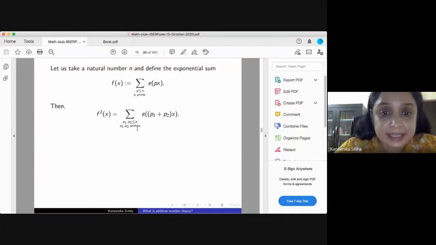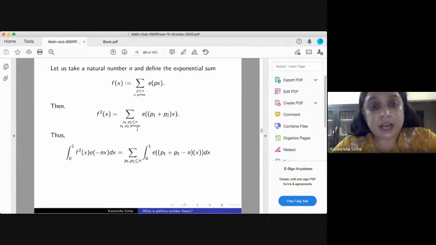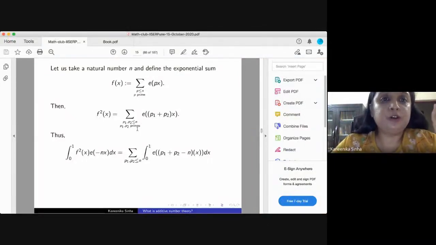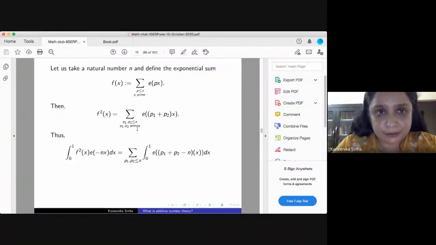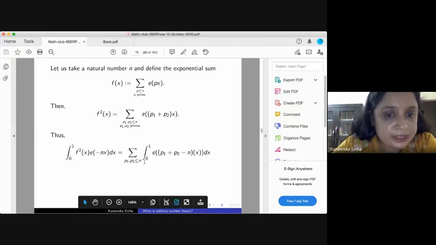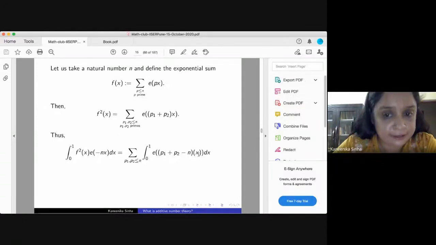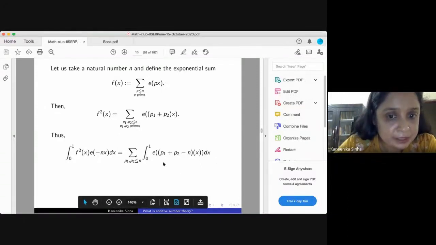So what is this basically telling you? Take your number n. Your original question was whether you can write n as a sum of two primes, p1 and p2. And those two primes obviously have to be less than or equal to n, right? So what we do is we take this function f square of x, multiply it with e of minus nx, and then integrate this function from 0 to 1. What it ends up giving you is the sum of the following integrals, e of (p1 plus p2 minus n)x dx from 0 to 1, where p1 and p2 run over all the primes up to n.